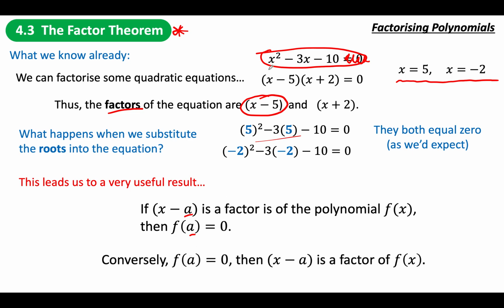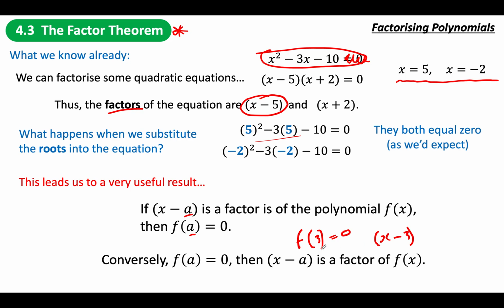If we have a function, so our function here, x squared minus 3x minus 10, if I put a value into it, just substitute it in, and it equals 0, that means that x minus that number is going to be a factor. This is important because if I put a number into it and it equals 0, that means a factor of that particular quadratic expression will be x minus 3.